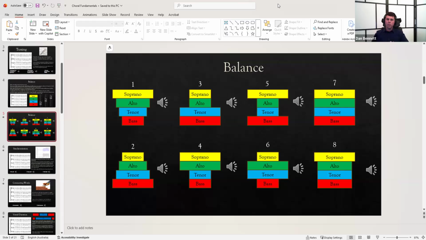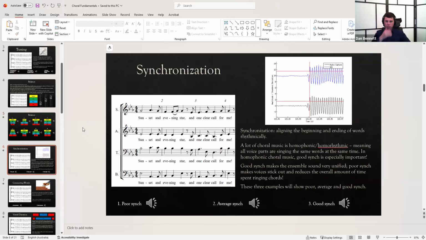Yeah, so it could be that we are just more hypersensitive to tuning than we are to balance. Yeah, stuff like that. No, that's a great observation. Thank you, Ben. We're going to move on to synchronization.